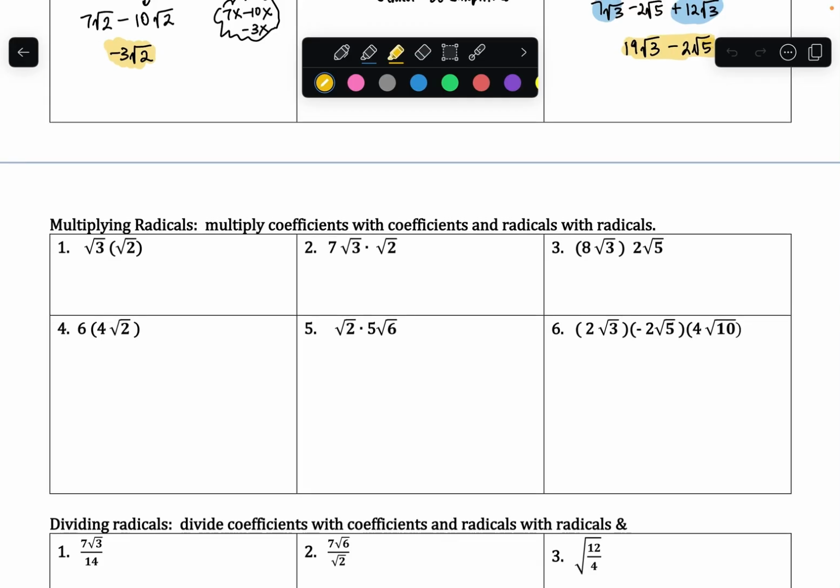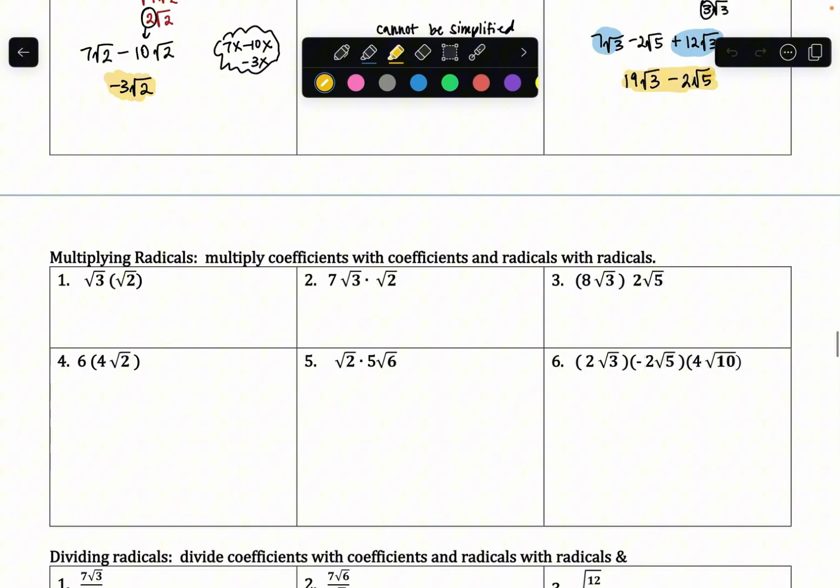All right, on this next set of examples, we are multiplying radicals. And so that property we talked about earlier can go in reverse. If we are multiplying individual radicals, we just multiply their radicands, their individual. Okay, so here I've got square root of 3 times square root of 2. So we just multiply the 3 and 2 under one radical to get square root of 6.